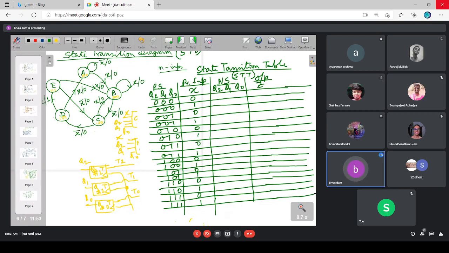Now, when your present state is 0, 0, 0, and the input is 0, what should be the next state? First of all, is the 0, 0, 0 state available? Possible state? No, sir. So, I am not bothered about that condition.